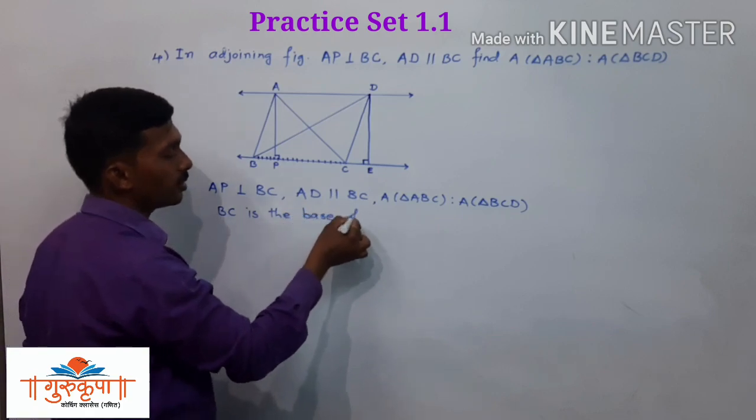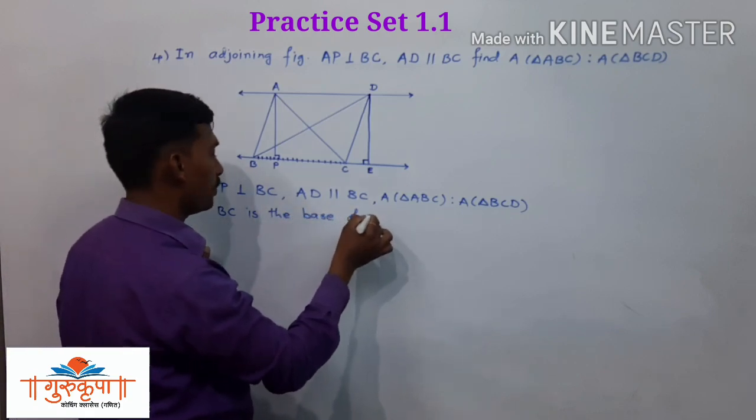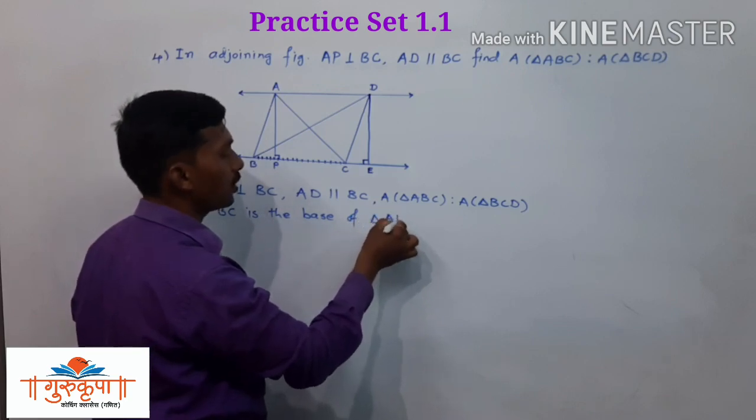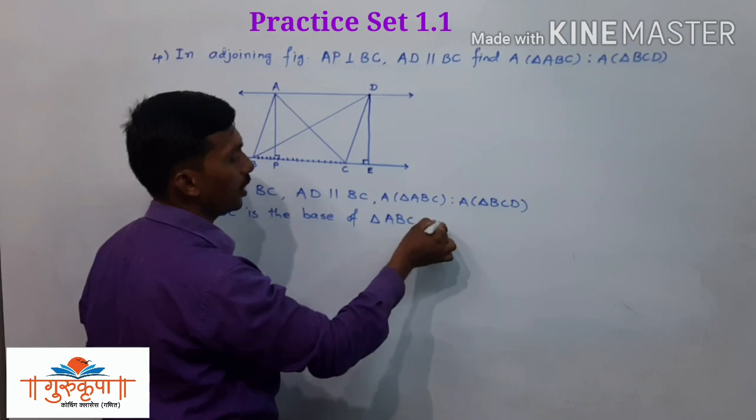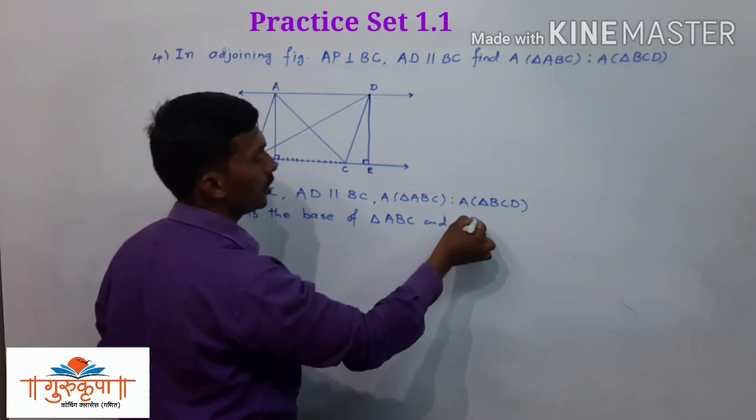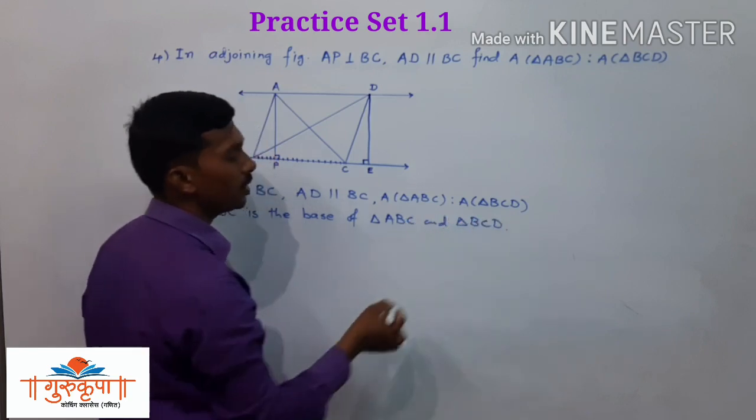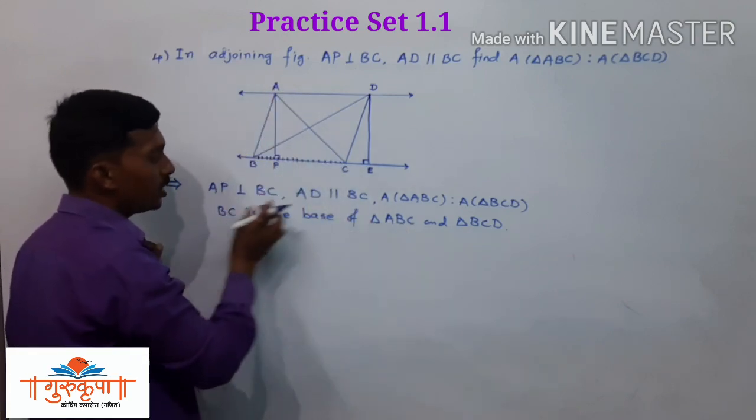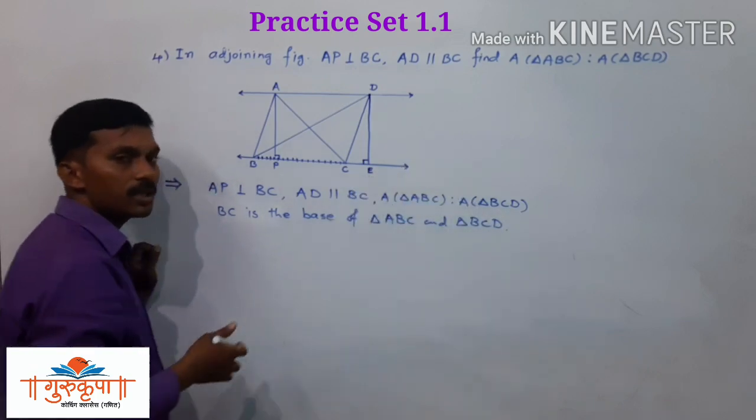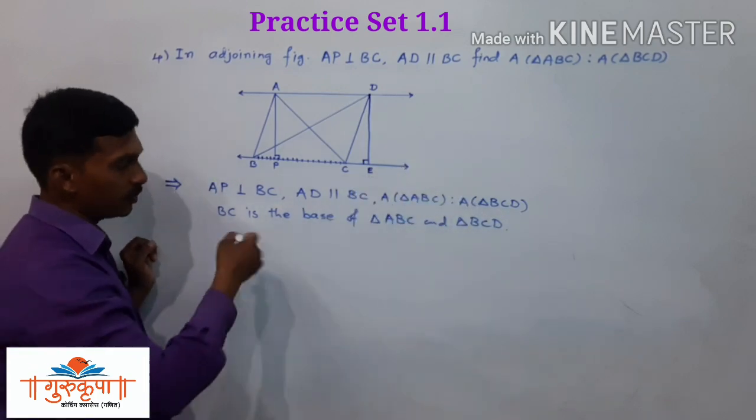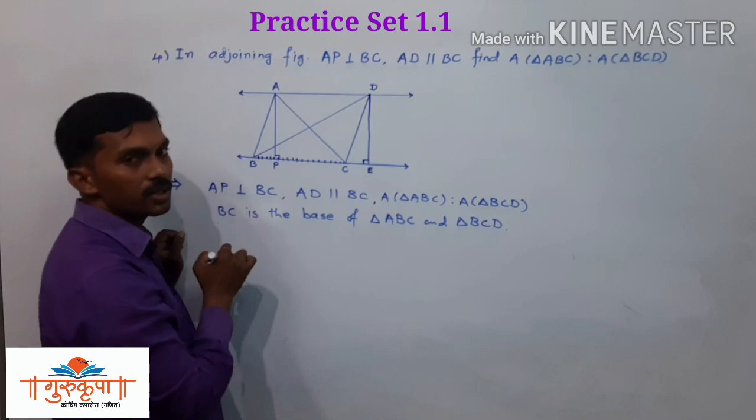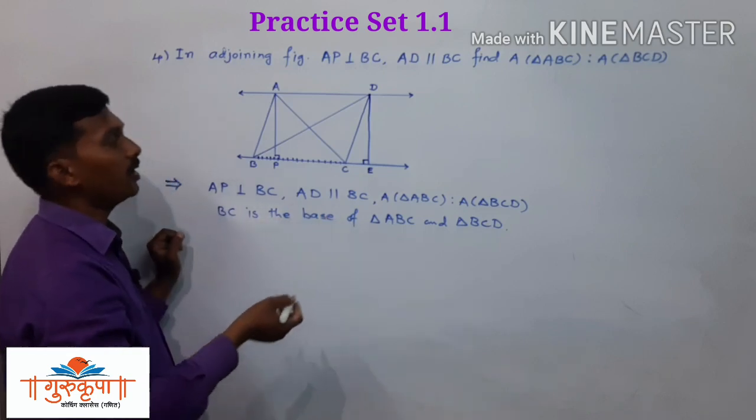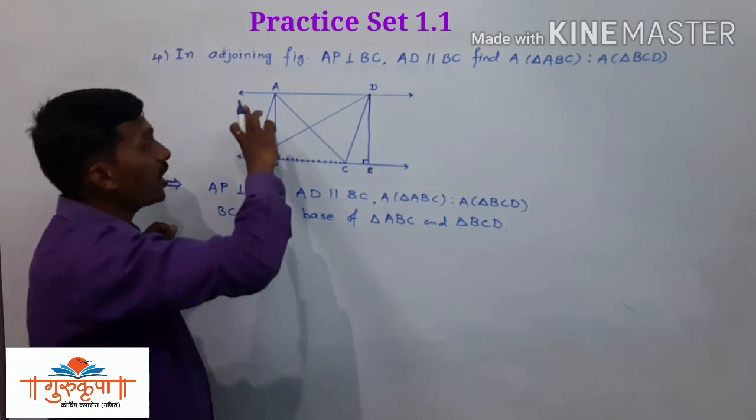BC is the base of triangle ABC and triangle BCD, which is the common. BC is the base of triangle ABC and BC is the base of triangle BDC. Since both the triangles are having equal base, the same base or common base, we can say, now here we have to write that their heights are also equal.